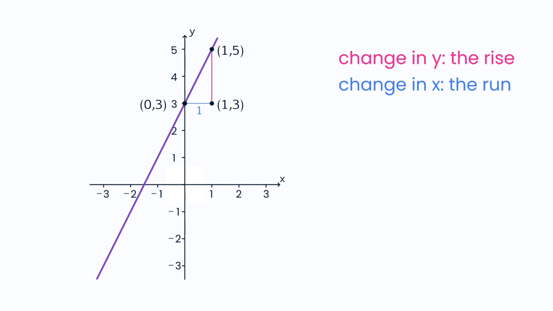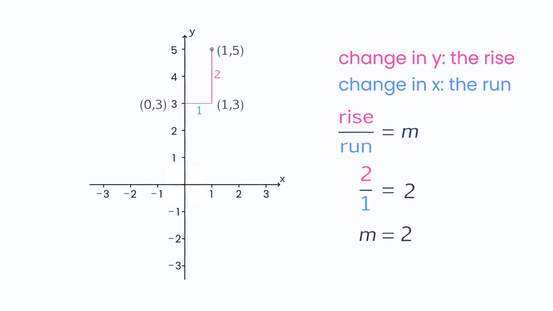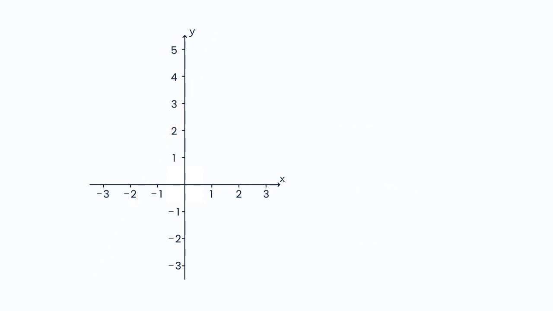This distance is equal to 2. By dividing the rise by the run, you find the slope m. 2 divided by 1 is 2. That means that when the x value increases by 1, the y value increases by 2. You have now found that the slope is 2. Now let's look at how you can use the formula to determine m.